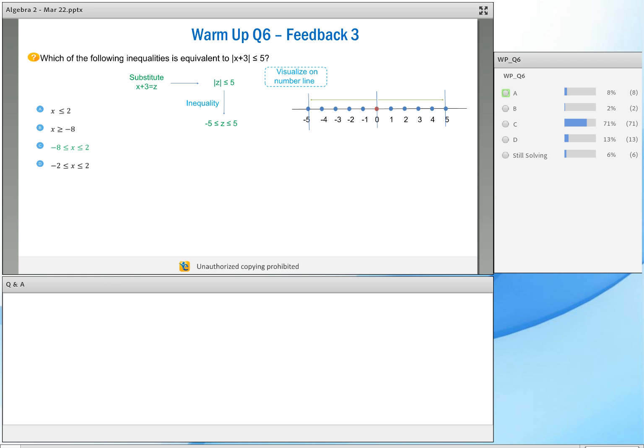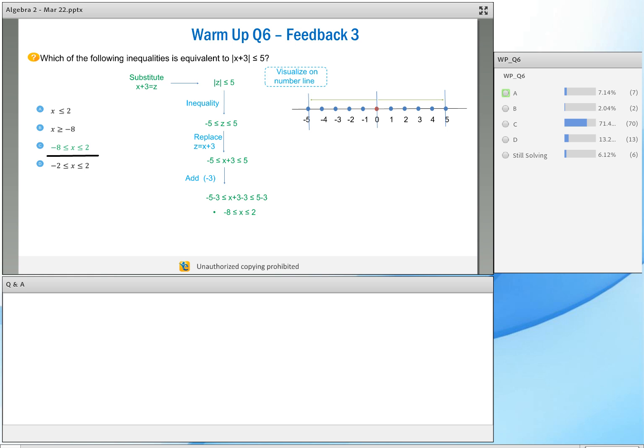And so this inequality becomes -5 less than or equal to z, so z is greater than or equal to -5 and less than or equal to 5. You again replace z back as x plus 3 and you solve for it, and you get -8 less than or equal to x less than or equal to 2. And essentially, that is your choice C, which 71% of you got right.